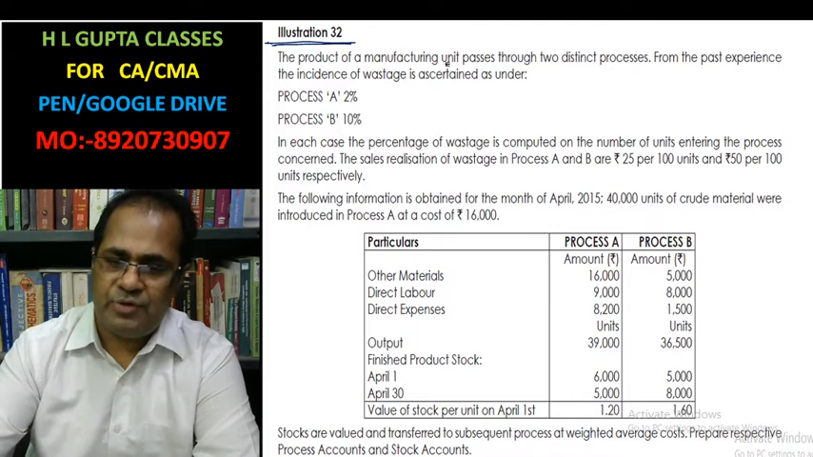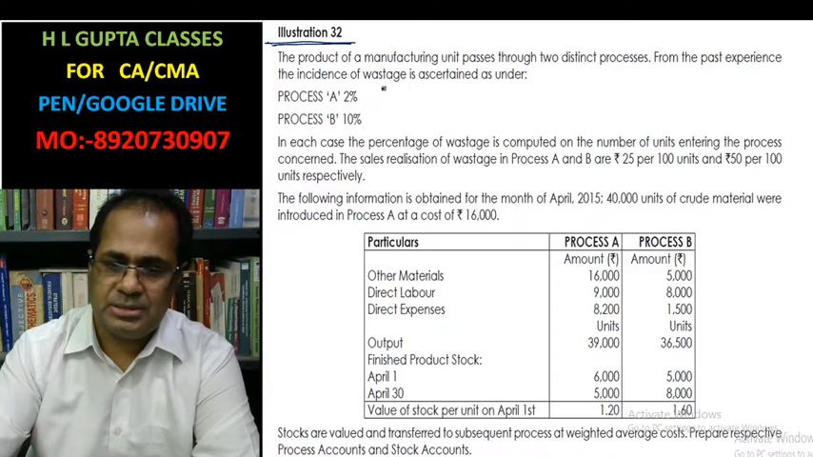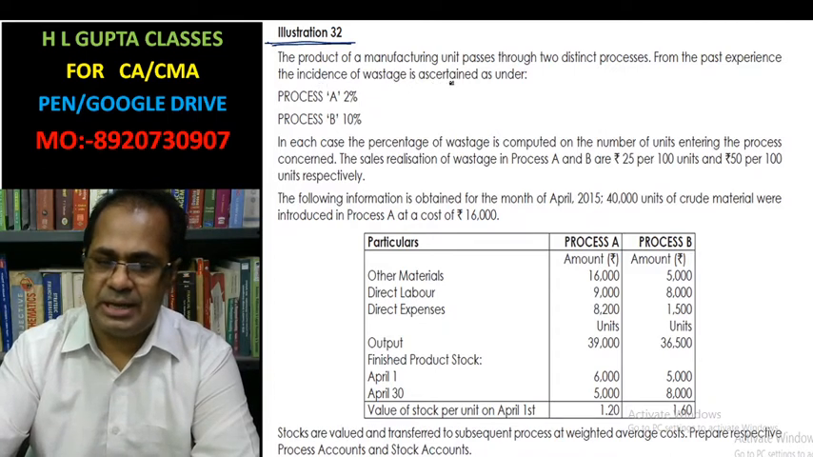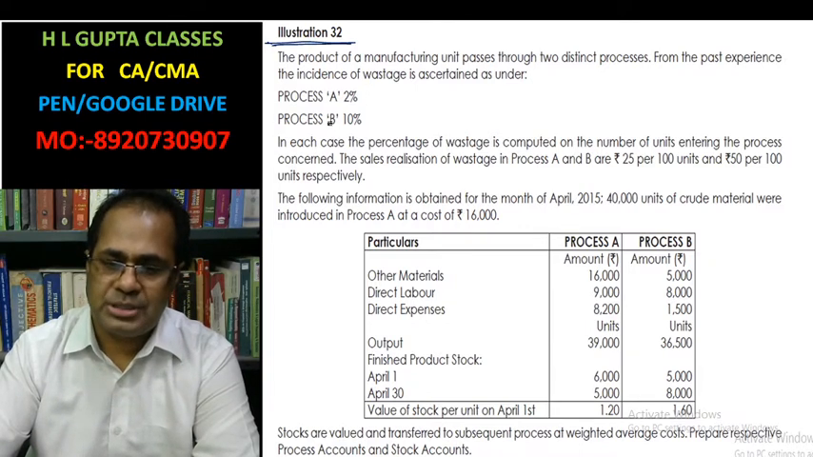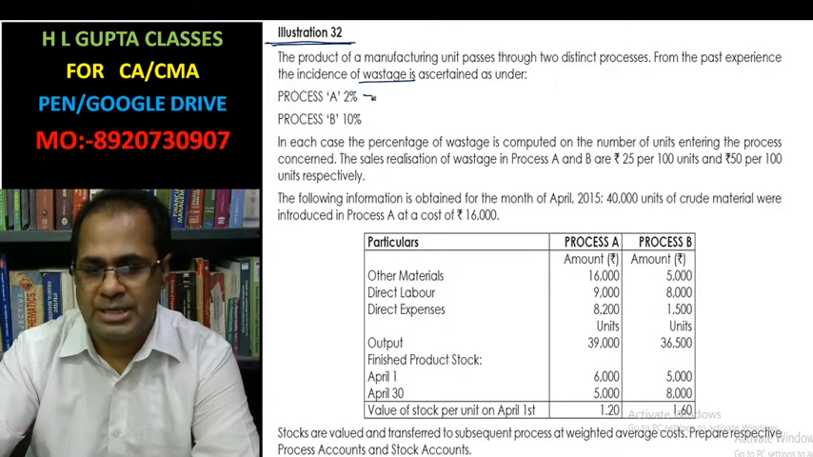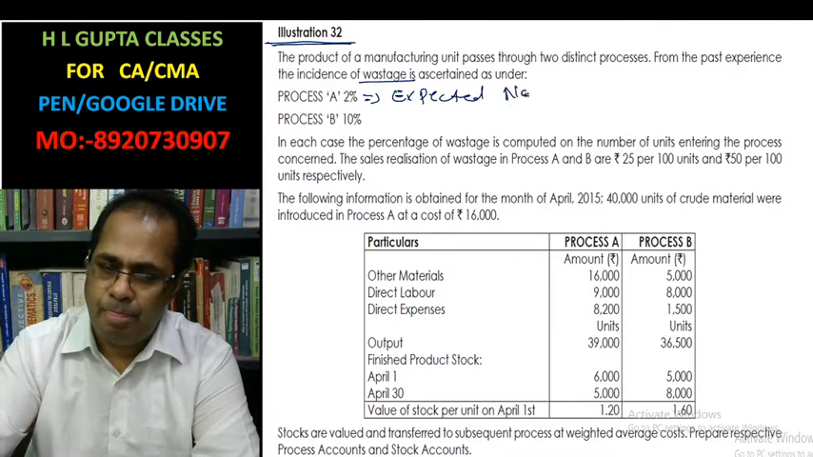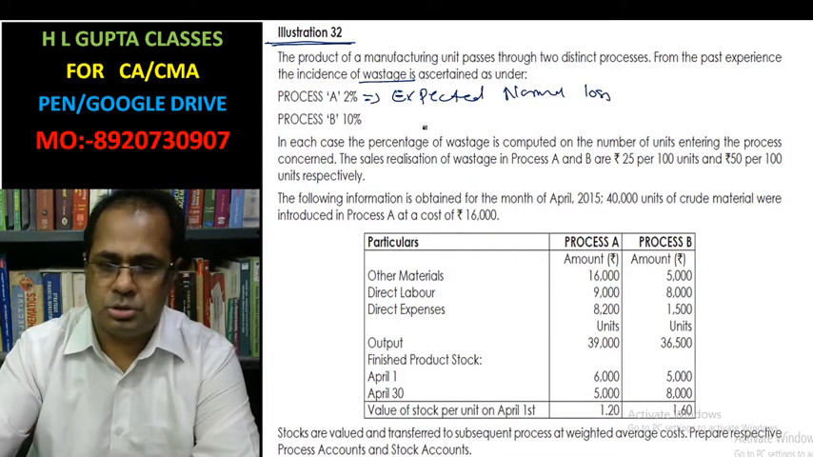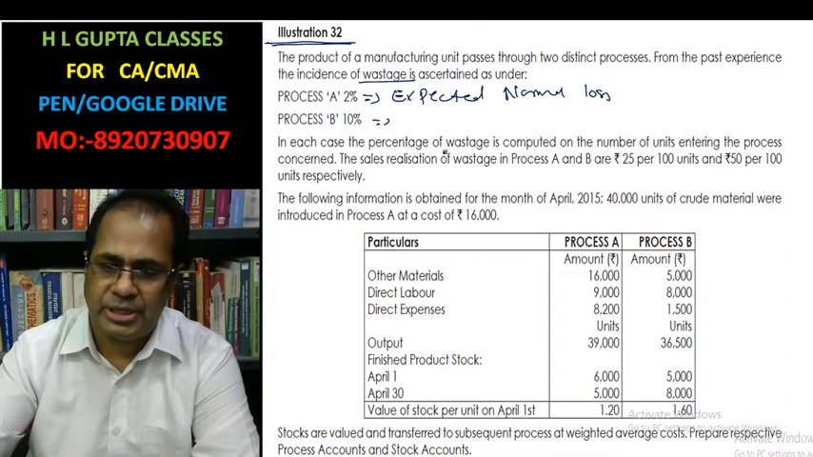The product of the manufacturing unit passes through two distinct processes. From past experience, the incidence of wastage is estimated as under: process A 2%, process B 10%. This wastage means a normal loss, an expected normal loss. Each percentage of wastage is computed on the number of units entering the process concerned.